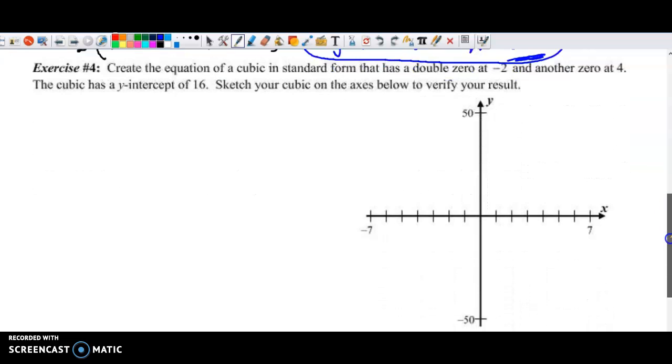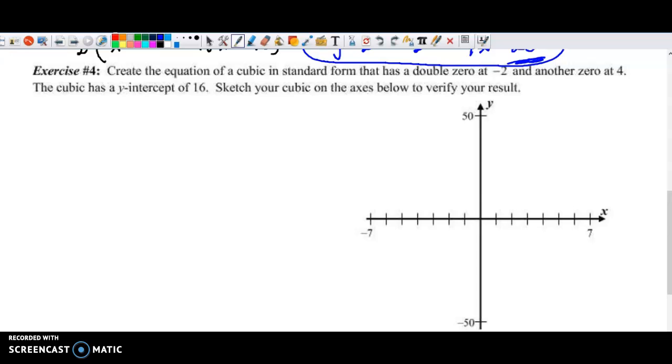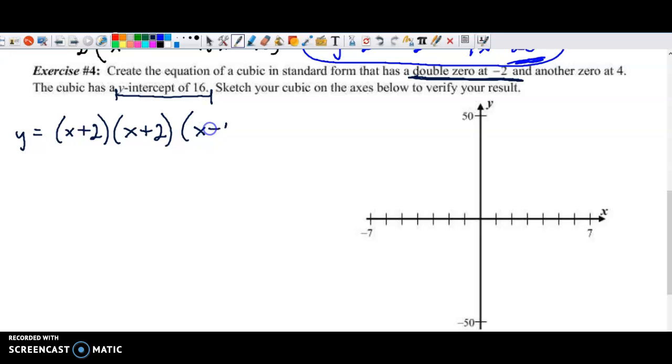And hopefully I have enough time to do these last couple problems. And what we use is this phrase of a double zero. And then we also have a y-intercept of 16, which I actually have to worry about in a second. So what it means to be a double zero is x plus 2 happens twice. And remember, the factor is the opposite. And then another zero at 4.